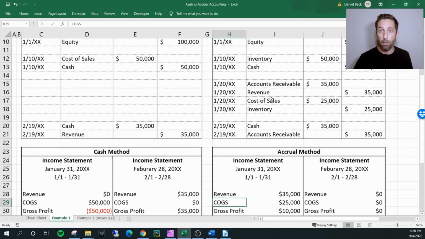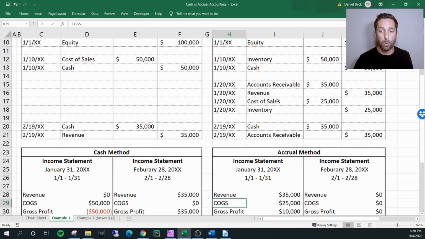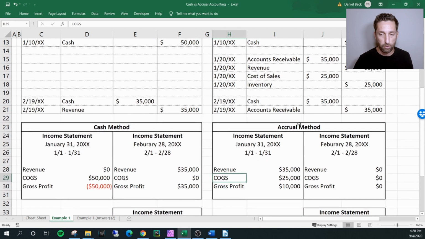We didn't sell all $50,000 of our inventory. We only sold $25,000 of our inventory. So we're only going to recognize $25,000 of our inventory, which matches the related revenue. And now you can see in January, we have a true gross profit of $10,000. So if we're analyzing this business, we can say, hey, we're doing good. We have a profit margin of $10,000.